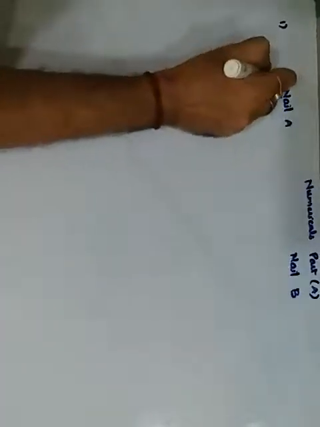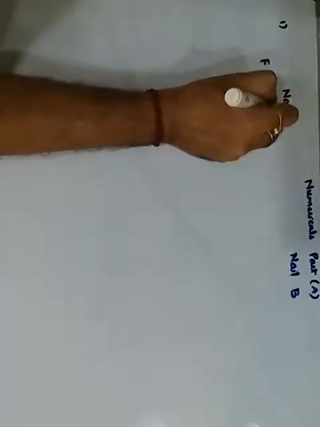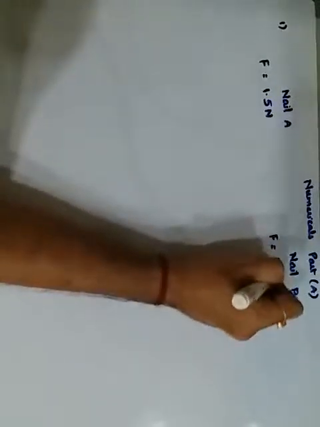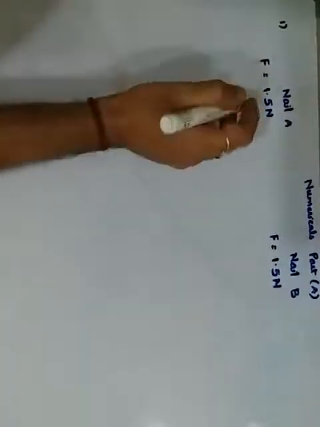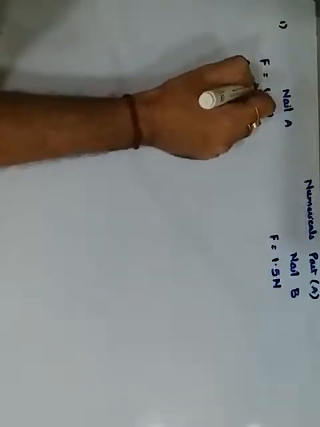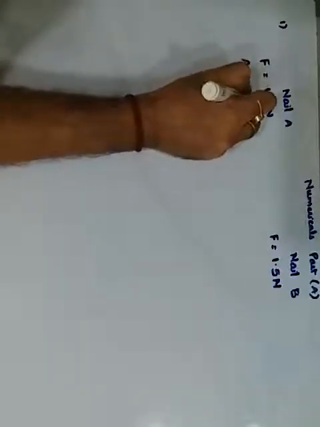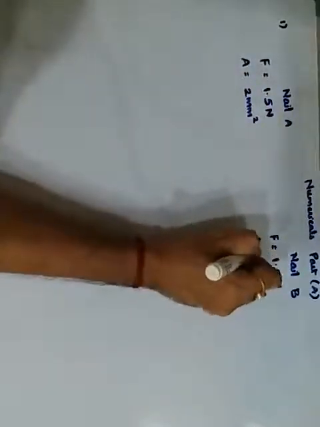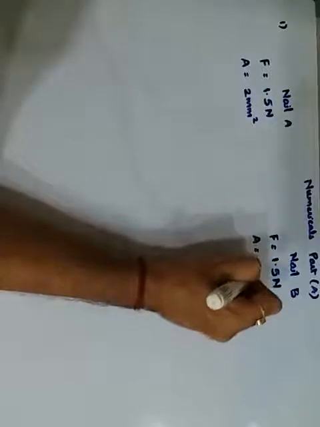What is the force acting on both of them? The force or the thrust is 1.5 Newton on the first nail, as well as the force acting on the other nail is also 1.5 Newton. Okay, further I read the area of cross section of the tip of the nail. Area of the tip of nail A is 2 millimeter square, while that of nail B, the cross section area is 6 millimeter square.